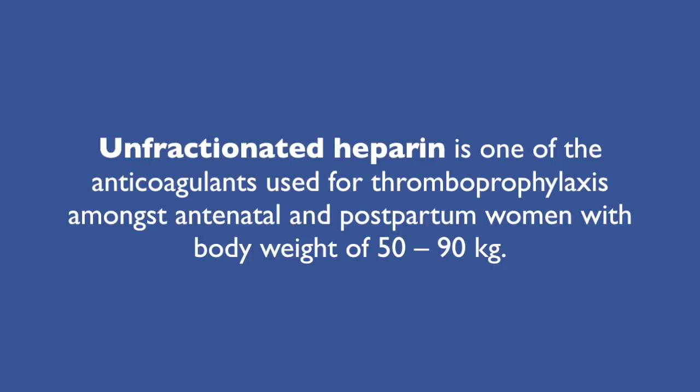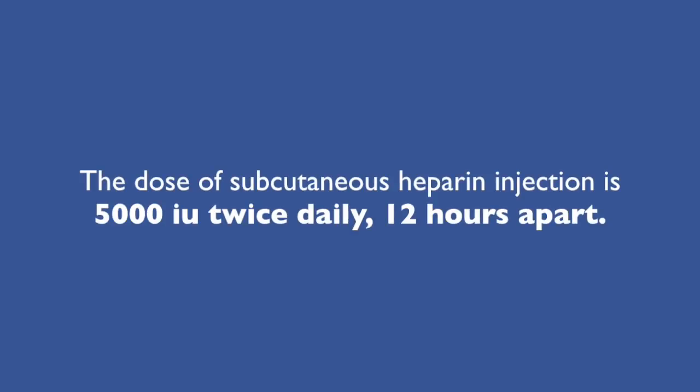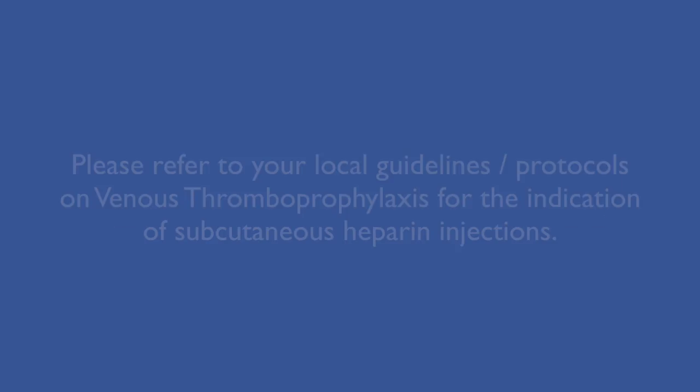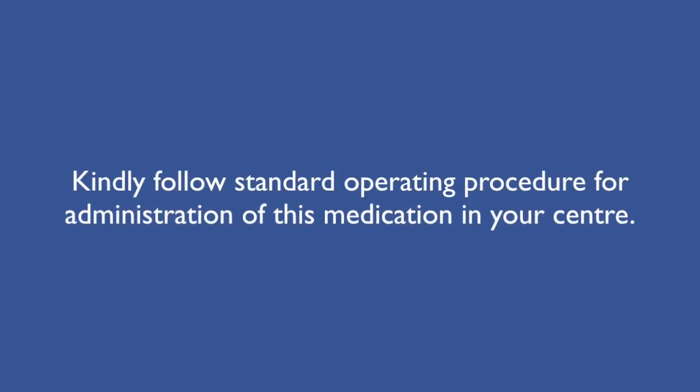Unfractionated heparin is one of the anticoagulants used for thromboprophylaxis amongst antenatal and postpartum women with a body weight between 50 and 90 kilograms. The dose of the subcutaneous heparin injection is 5,000 international units twice daily, i.e. 12 hours apart. Please refer to your local guidelines or protocols on venous thromboprophylaxis for the indication of subcutaneous heparin injections. Kindly follow standard operating procedures for the administration of this medication in your center.